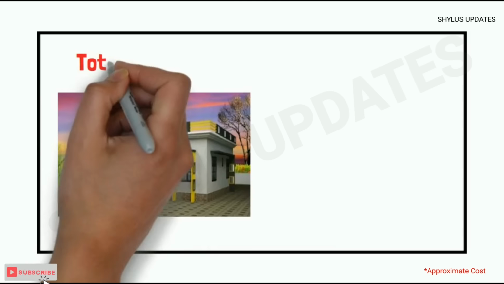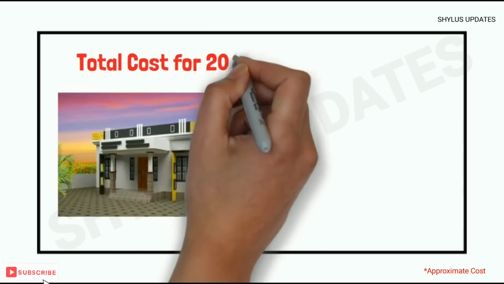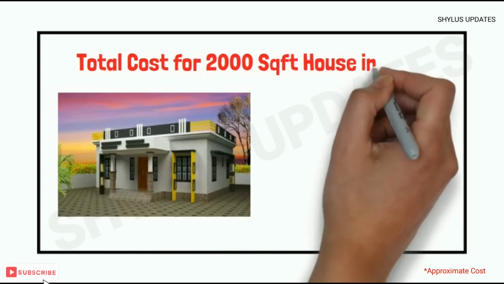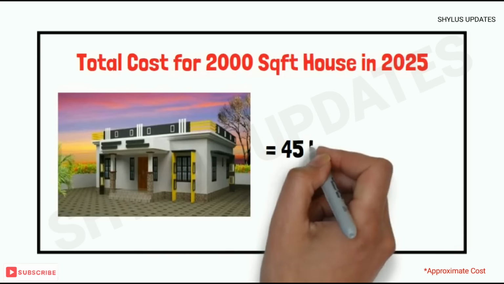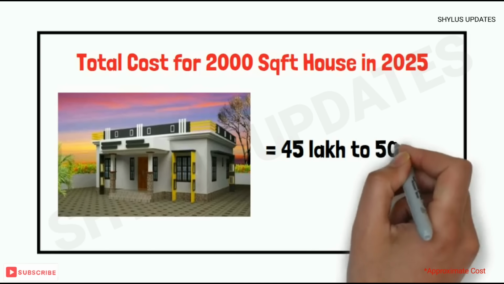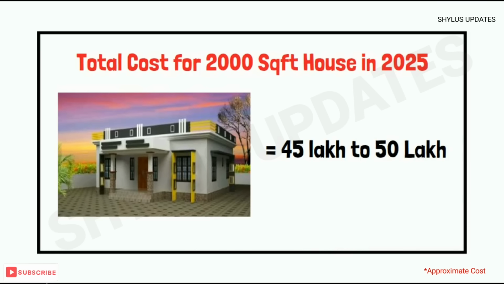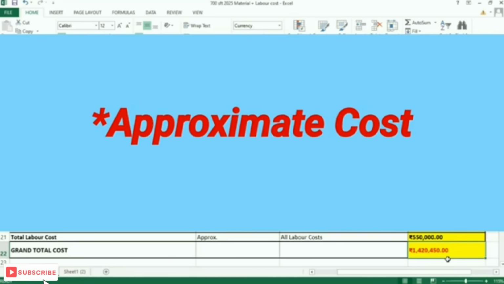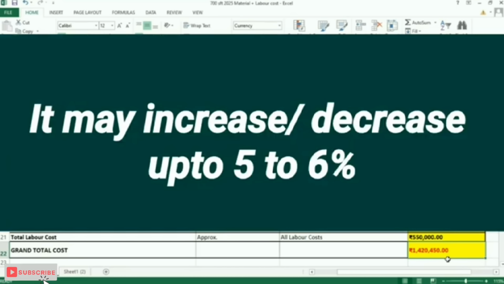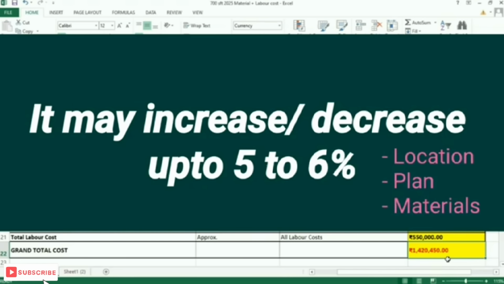Therefore, the total cost for a 2000 square feet house in 2025 would be from rupees 45 lakh to 50 lakh. The cost given here is an approximate cost. It may increase or decrease up to 5 to 6%, which depends on location, plan and materials used.